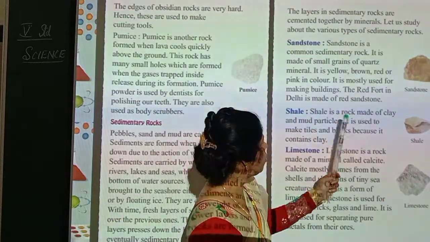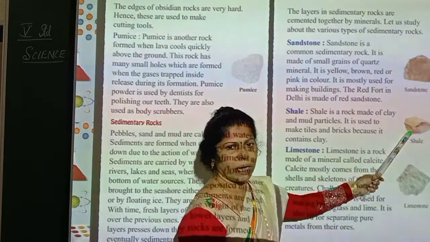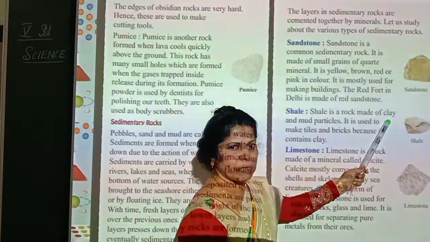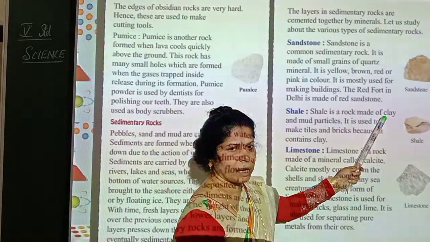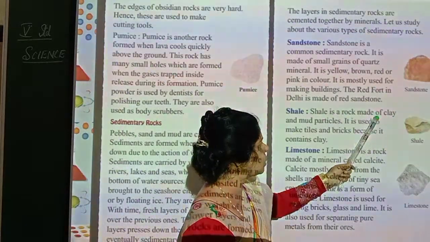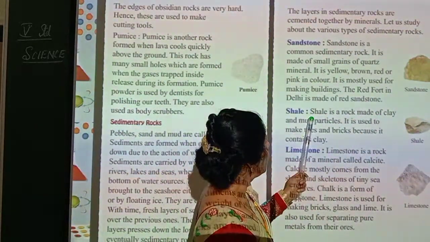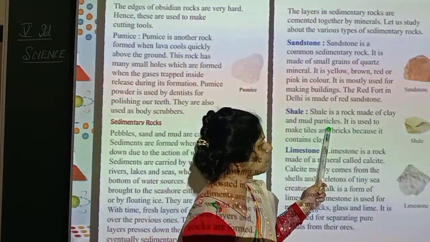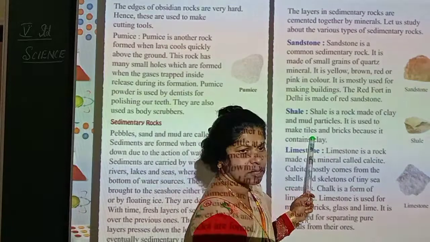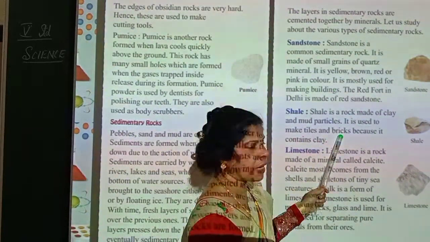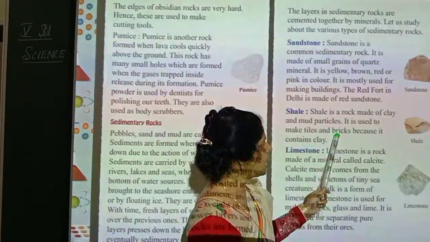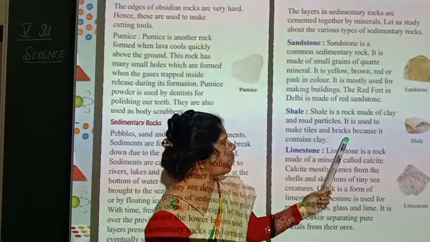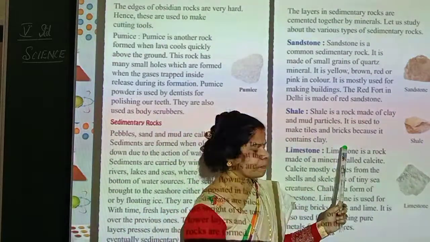Coming to shale. Shale is a rock made of clay and mud particles. So shale, it is a rock. With what is it made? It is made of clay. Clay, all of you have seen clay, no? Small children play with clay, they make some dolls and other things. So that is clay. Okay. So shale is rock made up of clay and mud particles. It is used to make tiles and bricks, because it contains clay. As it contains clay, it is used to make bricks and tiles.